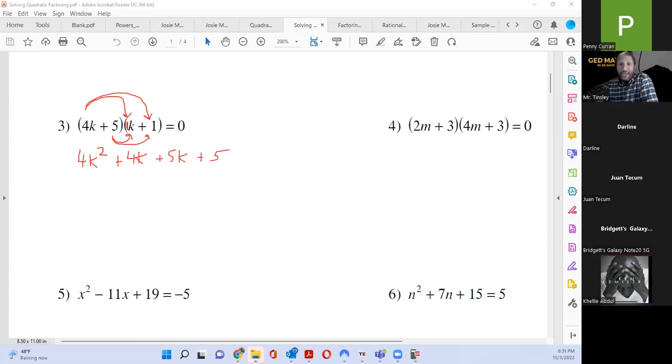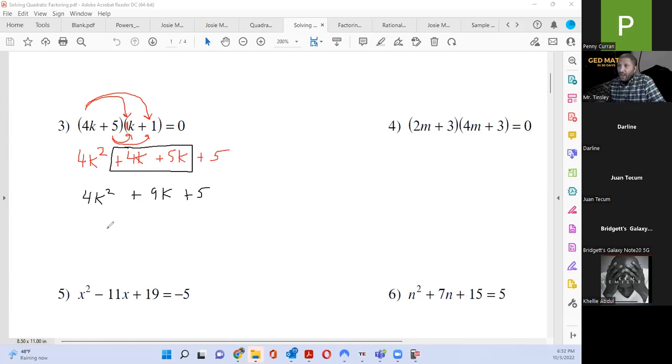So do we have any terms that we can combine? Yes. 4K and 5K. So we bring down our 4K squared. What's 4K plus 5K? 9K. Plus 9K plus 5. So now we went from the factor version to the quadratic equation. Now I want to show you a shortcut that if they give you the factor version, you can solve the quadratic equation. Okay.